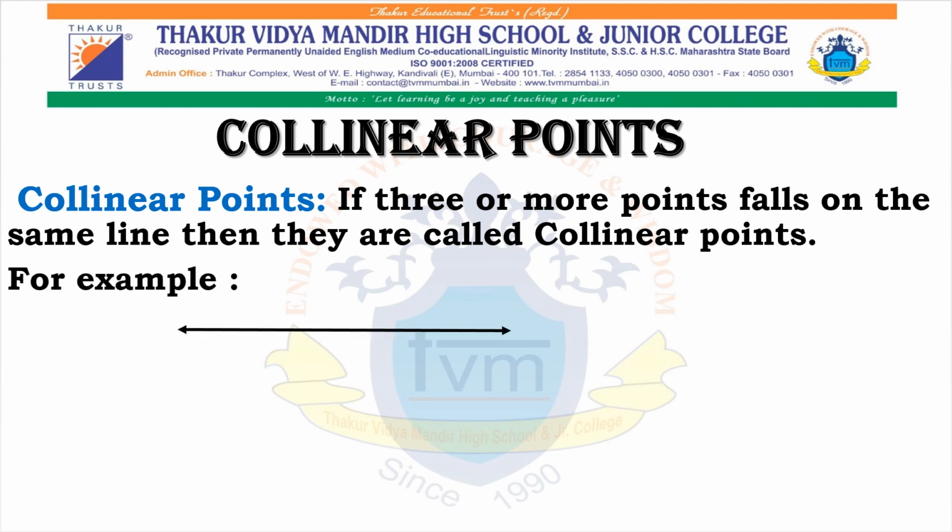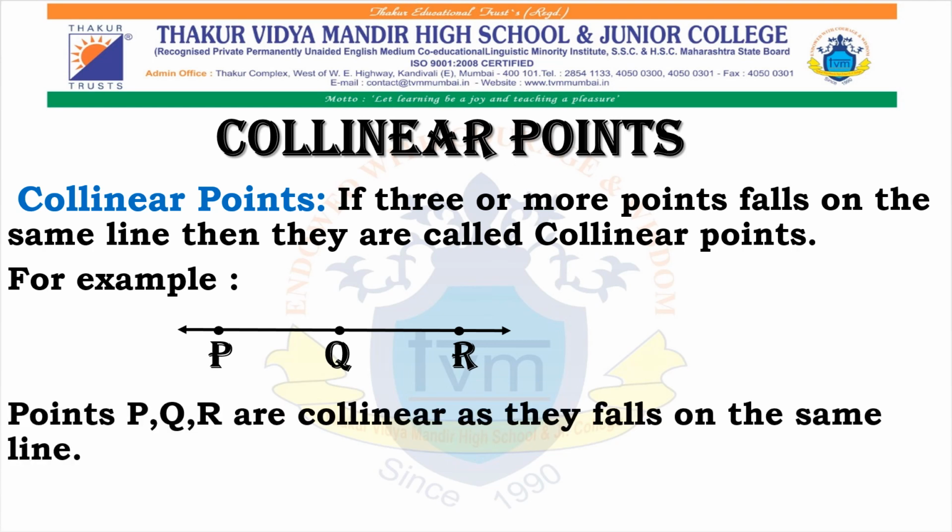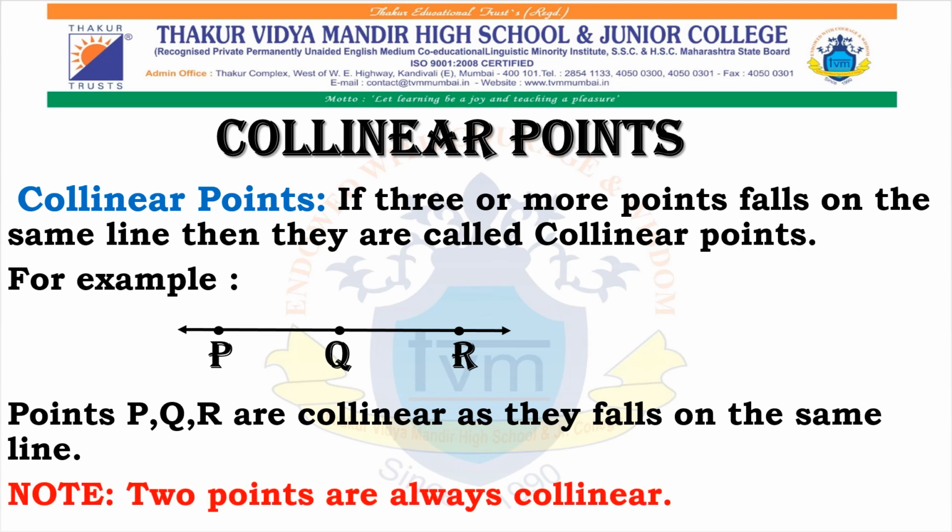For example, here we have a line. You can see that points P, Q and R are on the same line, or you can say that they contain exactly a single line. Hence points P, Q and R are collinear points. Make a note, two points are always collinear, because if we join any two points on a plane, they will fall on a single line. Hence two points are always collinear.